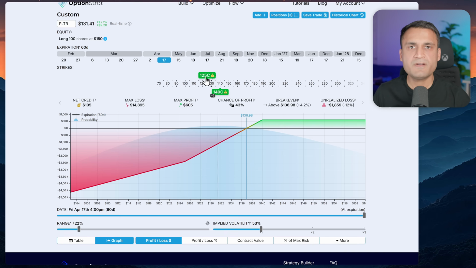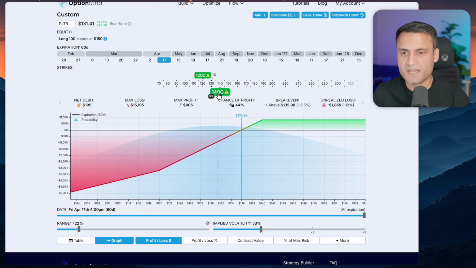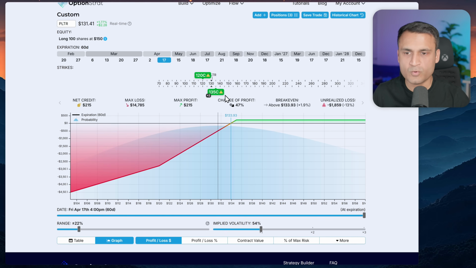If I want to increase my odds even more, I can try reducing the strike prices by another 5 points. So I'm going to move both the strikes down by 5 points. Now the break-even point has been reduced to 134. So I only need the stock to go up by 1.9%. So after making a change like this, I'm feeling much better about my position. Even with a small move, I can still break even.